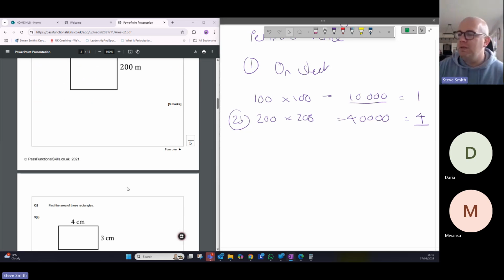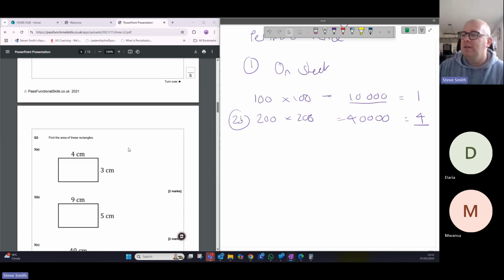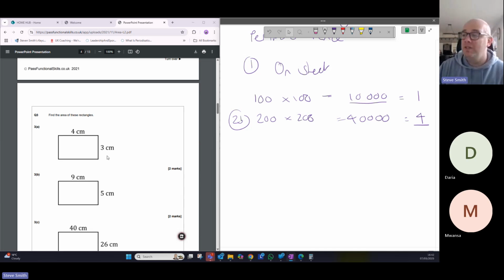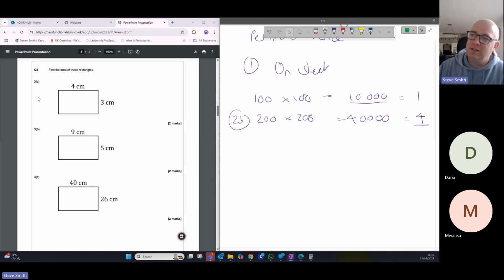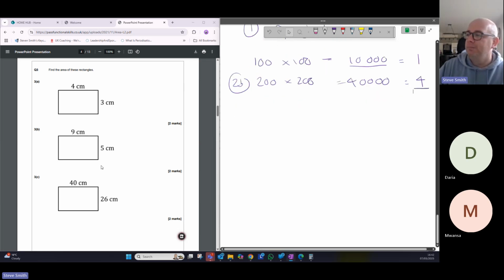I thought it was going to give me complicated shapes. Rectangles, same again, length times width. As you can see here, they've lifted the calculator a bit now, so we're doing 4 times 3 in our head, and 9 times 5 in our head. Are we doing 40 times 26 in our head? Not necessarily, but if we did 10 times 26 at 260 and times that by 4, yeah, 1,040, then we don't need a calculator, but absolutely you can use a calculator.